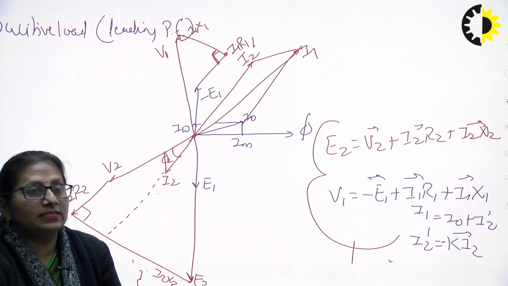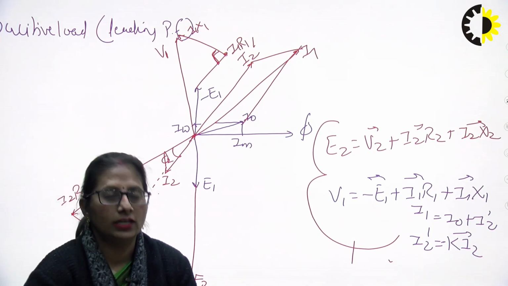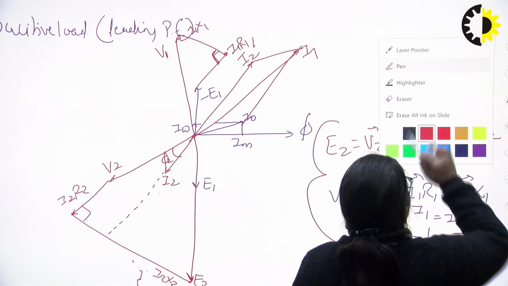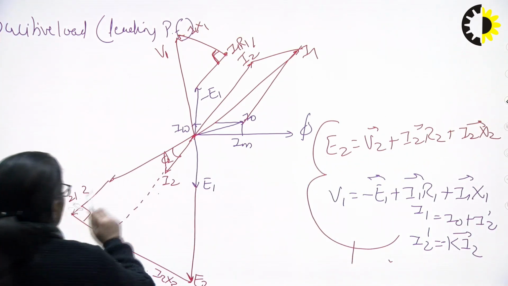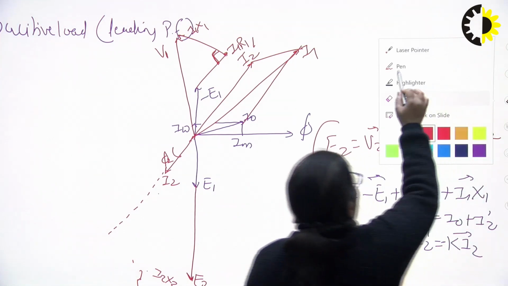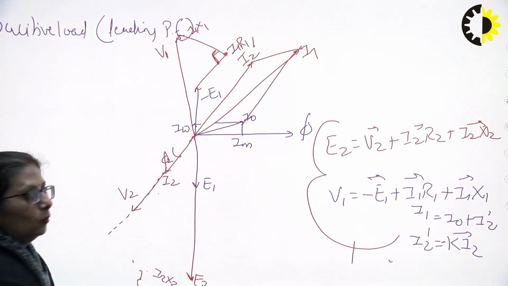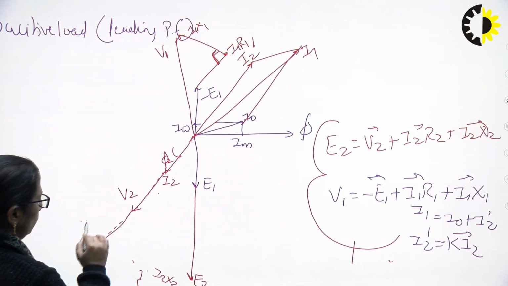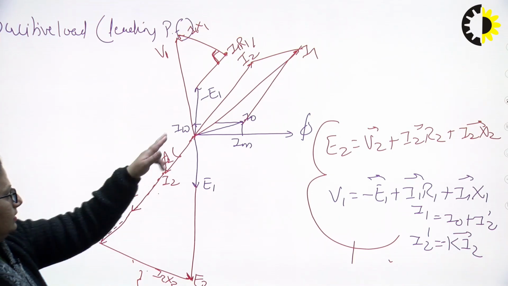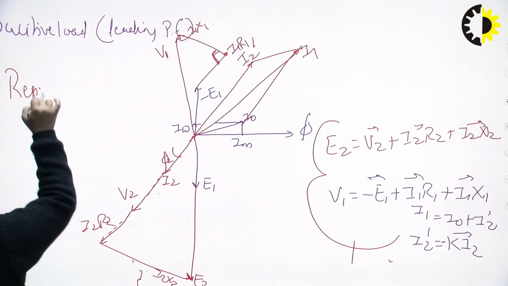Similarly, if it is for a resistive load, what is the change going to be? In this case, voltage and current are going to be in the same phase. No other difference. The same can be drawn somewhere here. If this is I2, in the same phase I may be showing V2. In the same phase I will be showing I2 R2 and now the I2 X2. So this is for the resistive load.